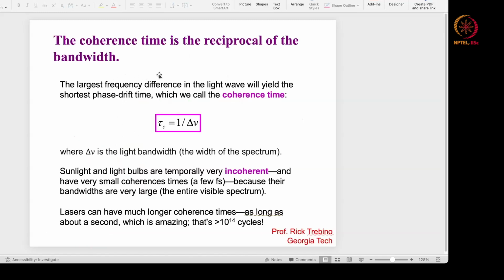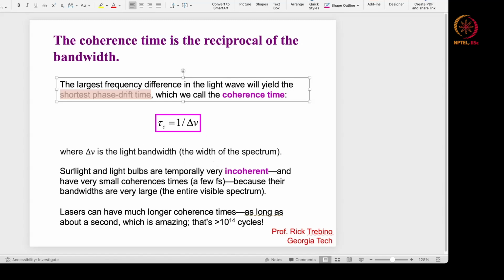So the coherence time is therefore the reciprocal of the bandwidth, or in other words, the largest frequency difference in the light wave will yield the shortest drift time, because it is inverse over the frequency difference. So the larger the frequency spread in the light wave, the shorter will be the drift time. So this coherence time becomes very small if the largest frequency difference in the light wave is very large. So delta frequency is the light bandwidth, the width of the spectrum.